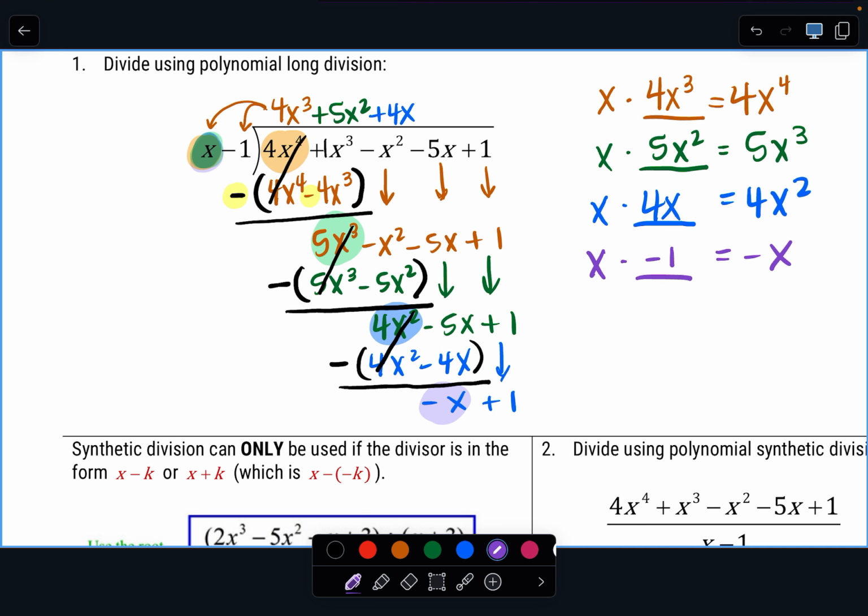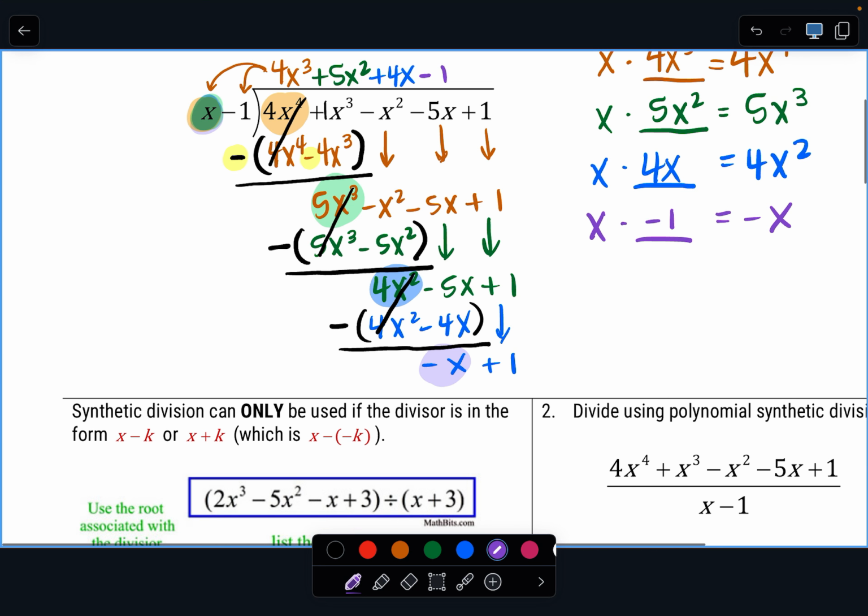Now remember, in these cases, the sign is very, very important. So if we have a negative that you are using to be your multiplier, whenever you write it in the quotient, it has to be negative. If you are changing the signs, that's not going to necessarily be the right answer. So in this case, because I'm running out of room, negative x plus 1.